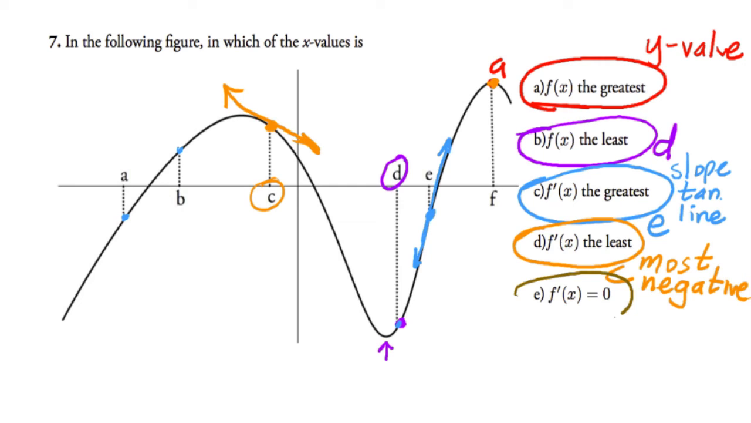Okay, and then where is the derivative equal to 0? Out of these choices, it would have to be right here at point F, because the slope of the tangent line is 0. Now, of course, there's also this point, and there's also this point where it's 0, but out of these choices, it would be F.